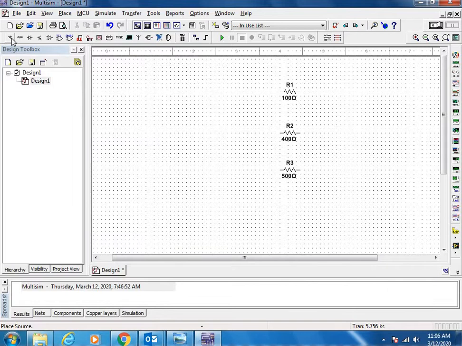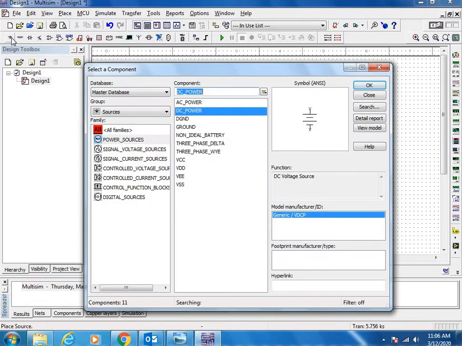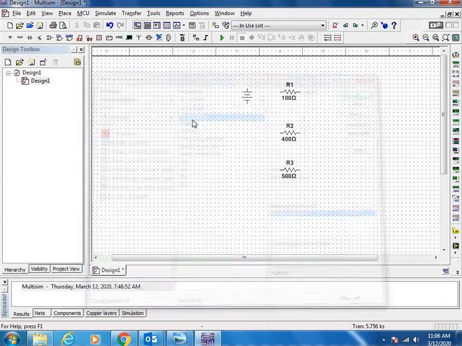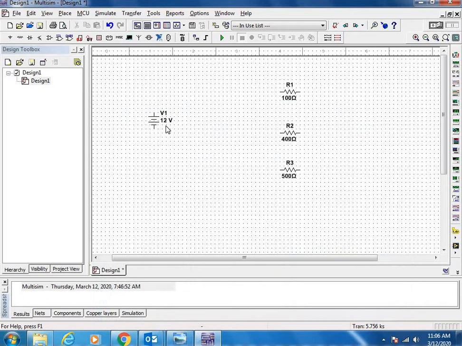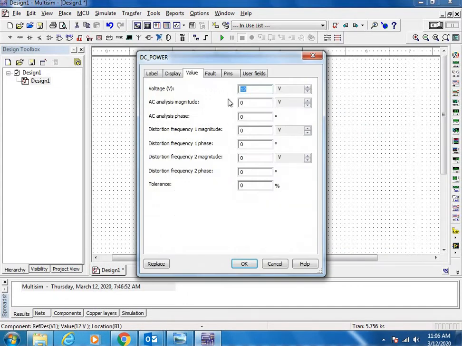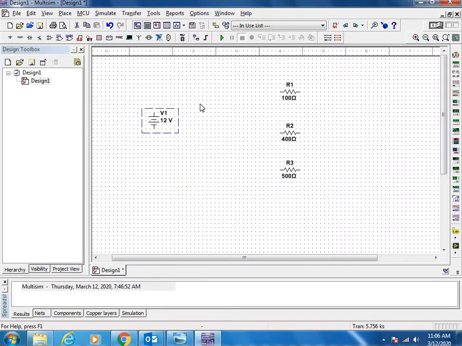And we need a simple power supply. Select the sources group and select DC power supply. By default it comes as a 12 volt DC source. You can change its value by double clicking on this, if you want to use a different value. So I'm going with the 12 volt power supply.